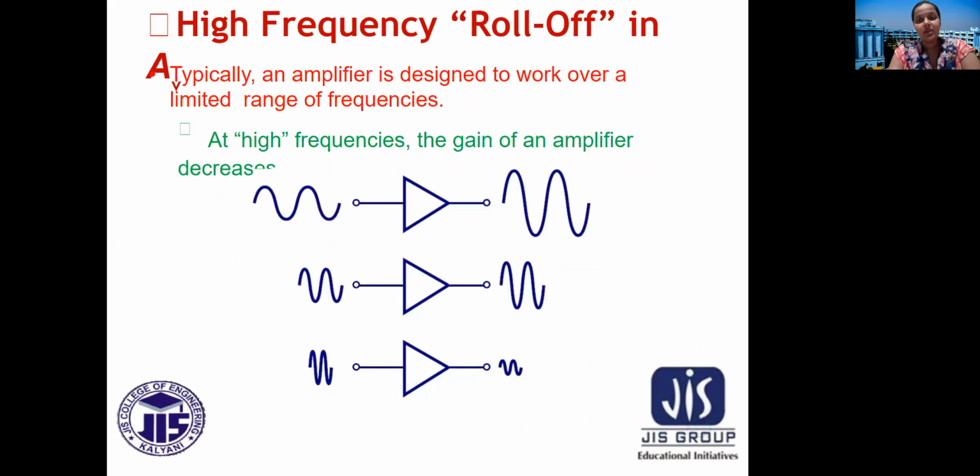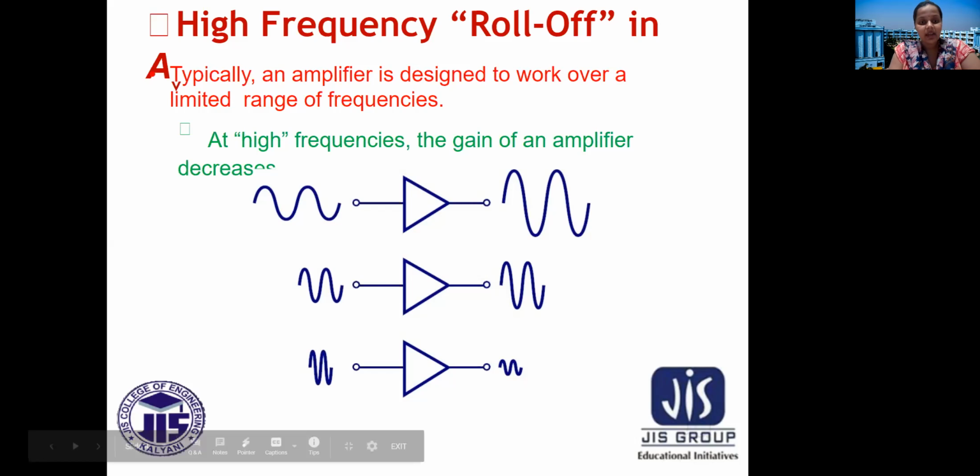High frequency roll off in AV. AV means the gain. Typically, an amplifier is designed to work over a limited range of frequencies. At high frequencies, the gain of an amplifier decreases. Here we can see three figures with three amplifiers, where the frequency range increases. In the first figure, the time period is much higher than in the second figure. As we go on to the third figure, the time period decreases, so we can see the frequency increases.